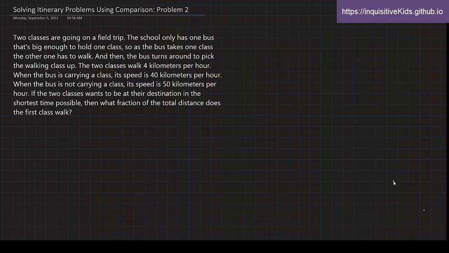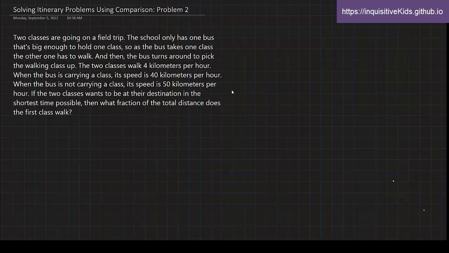The two classes walk 4 kilometers per hour. When the bus is carrying a class, its speed is 40 kilometers per hour. But when the bus is not carrying a class, its speed is 50 kilometers per hour. So that's something different from the first problem. If the two classes want to be at their destination in the shortest time possible, then what fraction of the total distance does the first class walk?